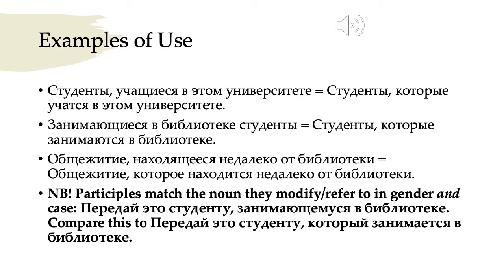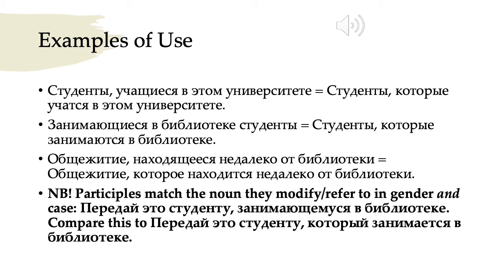To finish off, let's look at some examples. So, for instance, студенты, учащиеся в этом университете, means the same thing as студенты, которые учатся в этом университете. Students who study in this university or the students studying at this university. Занимающиеся в библиотеке студенты means the same thing as студенты, которые занимаются в библиотеке. Either way, it means the students who are doing their homework in the library. Or we could have общежитие, находящееся недалеко от библиотеки, which means the same thing as общежитие, которое находится недалеко от библиотеки. The dormitory that is located not far from the library, or the dormitory located close to the library. Either way, it means basically the same thing.